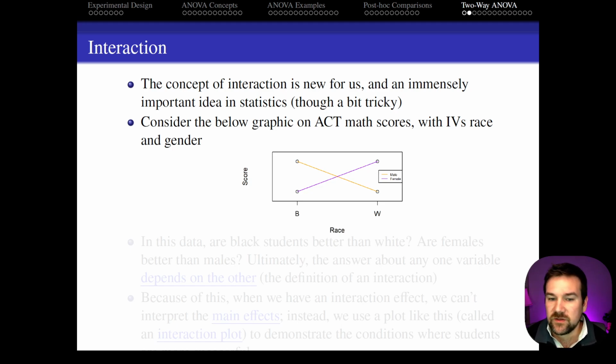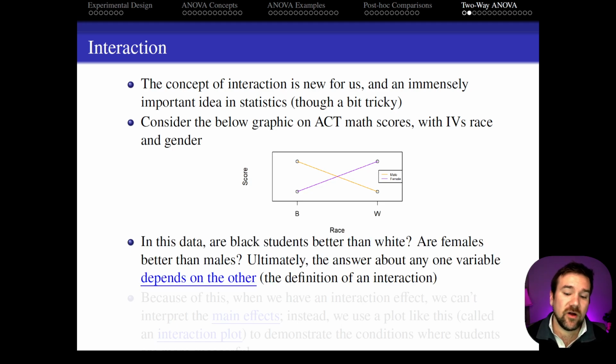So in this case, you'll see the male line is orange, the female line is purple, the black race is indicated at the beginning, and the white race is indicated at the end. You'll note that the height represents the height in terms of ACT scores. So a higher ACT score represents a higher dot. The question is, and I want you to think about this, are black students doing better on the ACT than white students? Are males doing better on the ACT than females?